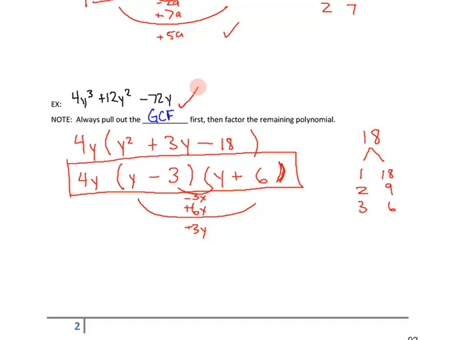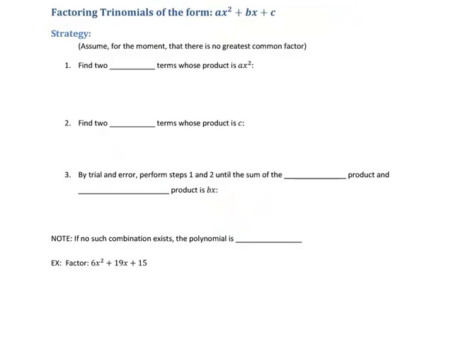Alright, so remember that. Always pull out the GCF before you do anything else, and then follow the same strategy as before. Now let's take it the next step. What about trinomials where the first coefficient is not a 1, but maybe something else entirely? The strategy is going to be similar, except we've got more possibilities.